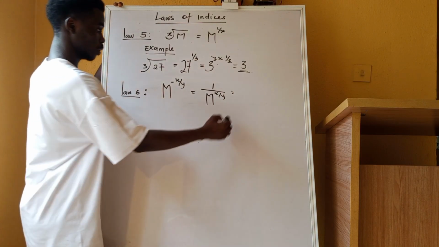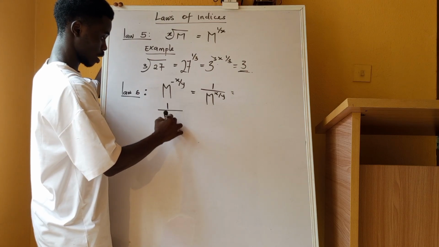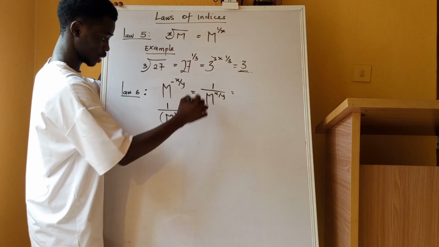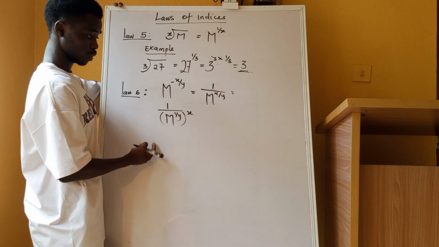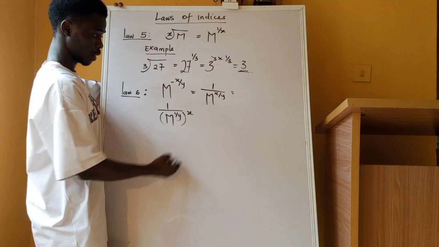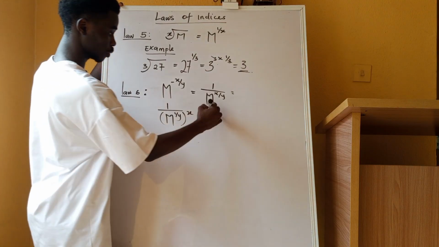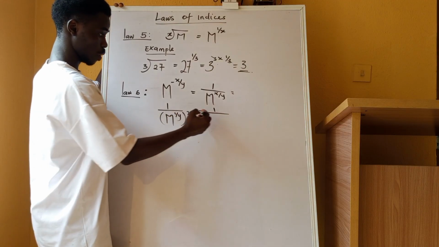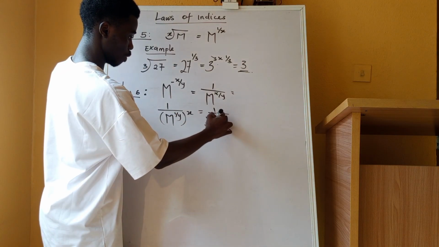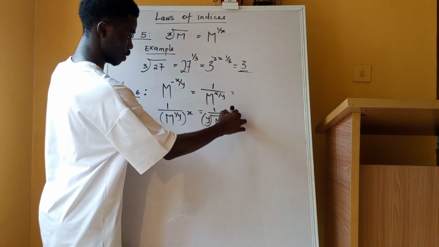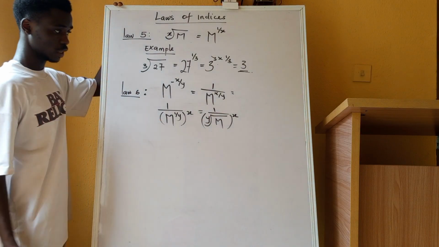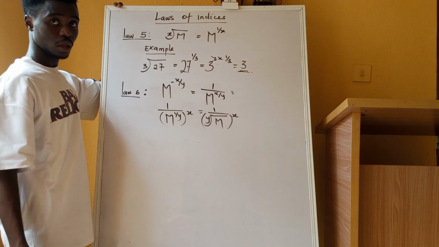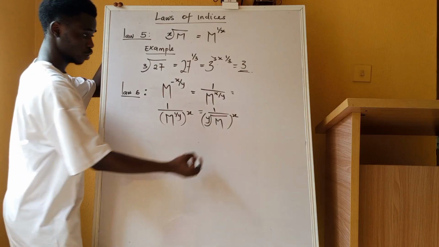So next, what am I going to do? Notice that I can still write 1 over m to the power of 1 over y, everything multiplied by x. That means 1 over y multiplied by x will still give me this back. So this is equal to 1 over, and what you notice here is that 1 over y also means the y-th root of m. So everything is raised to the power of x. So the y-th root of m, everything raised to the power of x. This is what we're going to have.